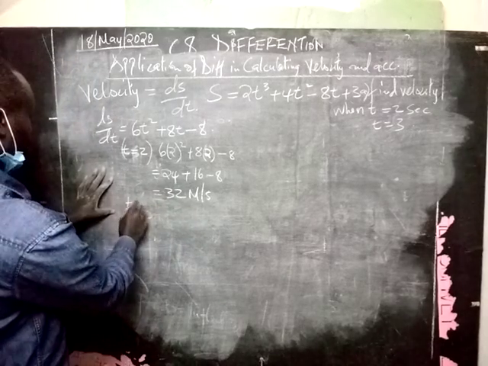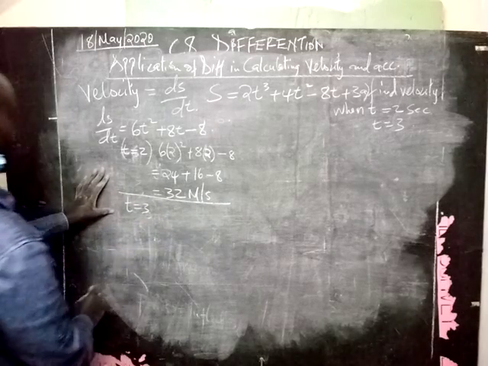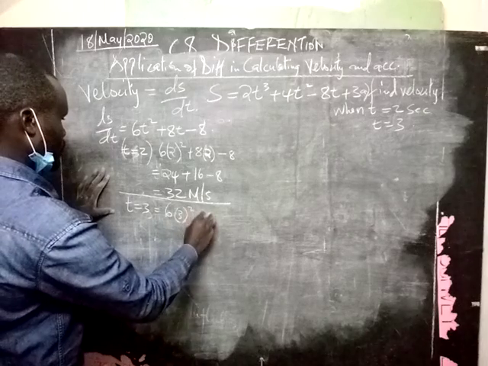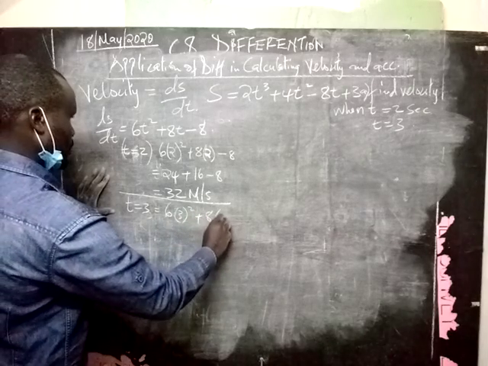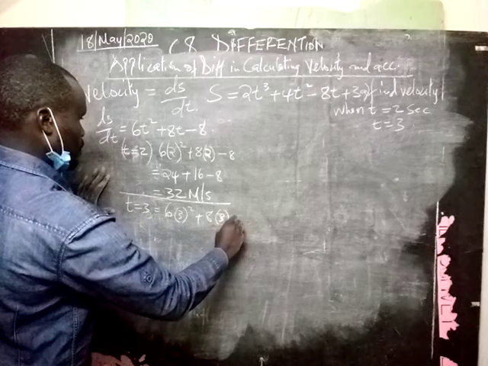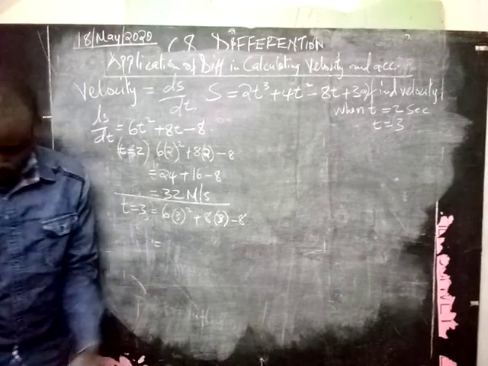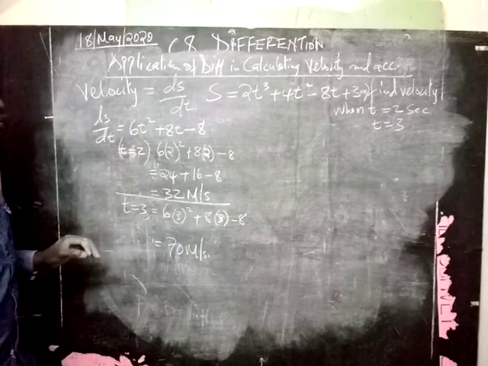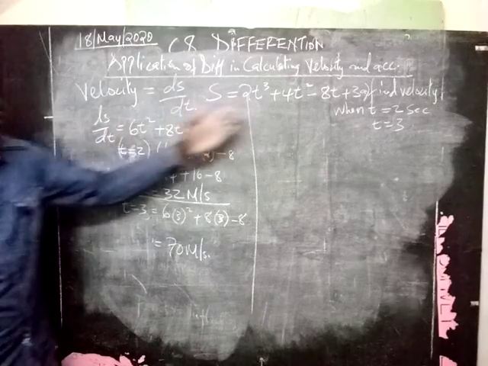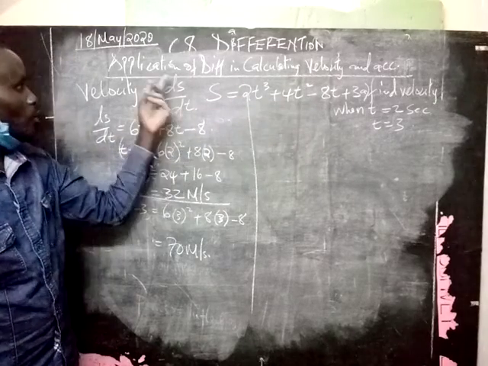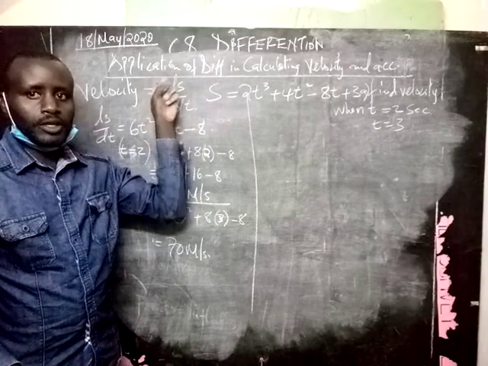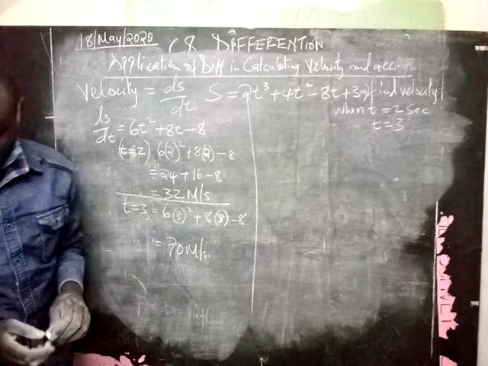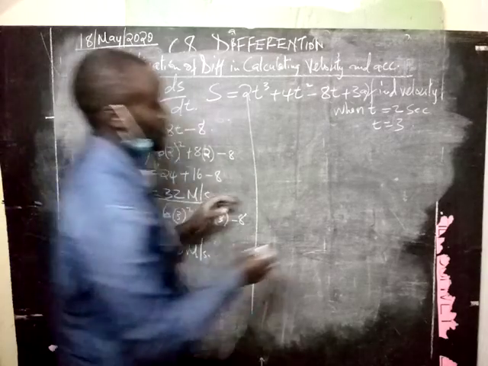When time equals 3, we are going to have 6 times 3 squared plus 8 times 3 minus 8, and when you calculate that one, you are going to get 70 meters per second. So when you want to find velocity, in simple terms, what you're going to do is differentiate displacement with respect to time.